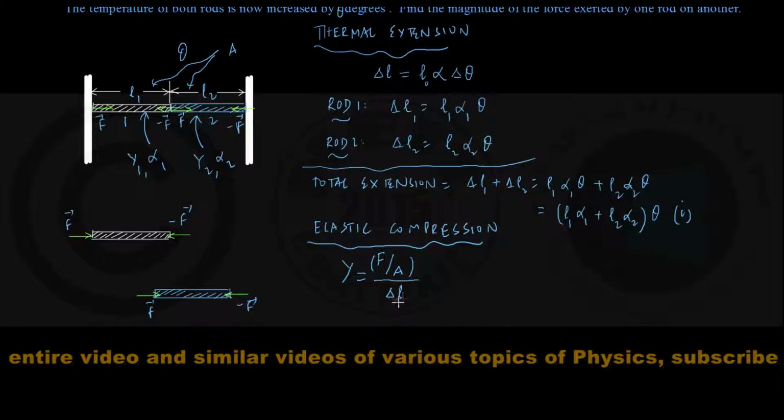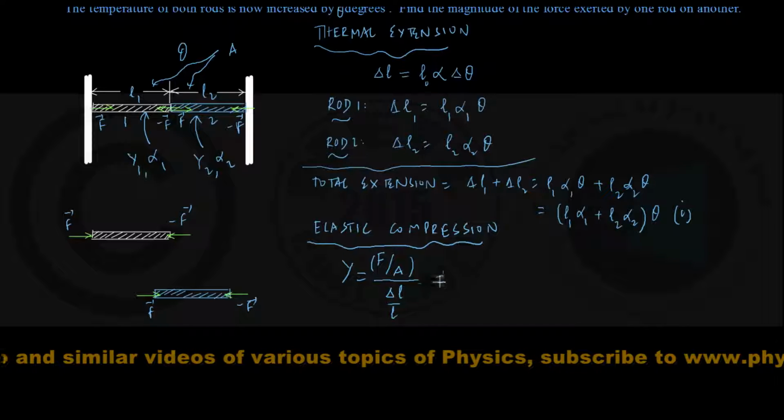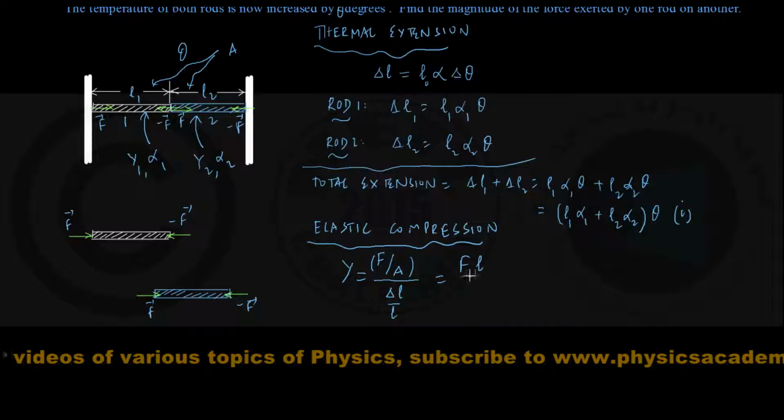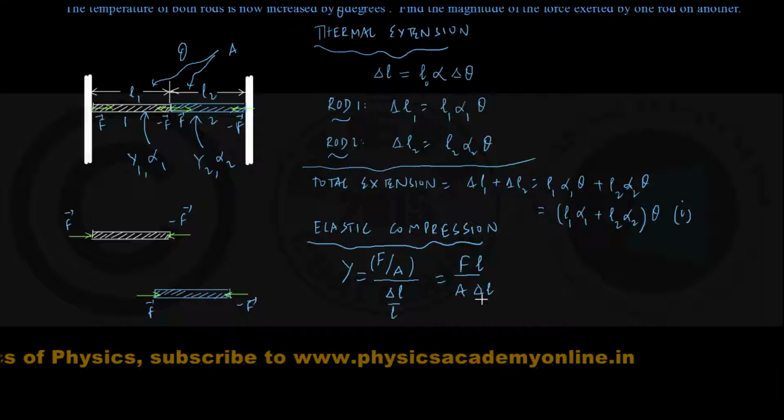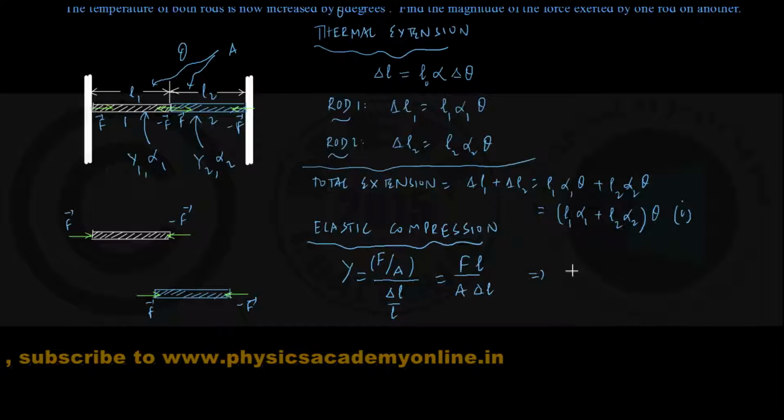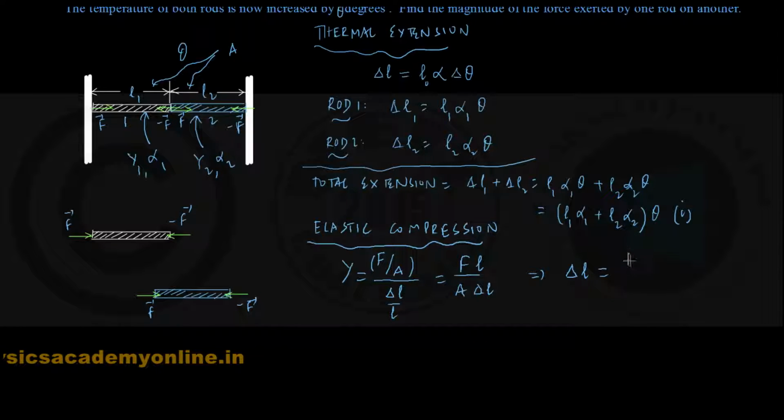divided by the strain, that is change in length delta L by L. This is coming out to be Y = F L divided by A delta L. By rearrangement, delta L, the change in length, is given by the formula F into L divided by A into Y.